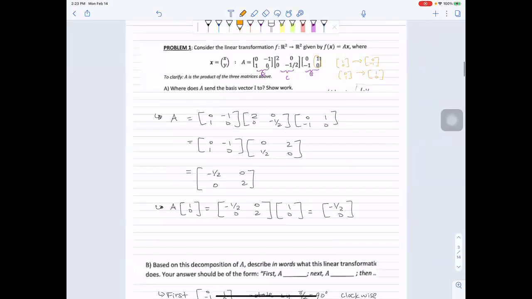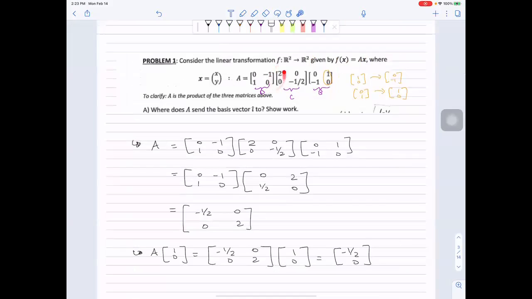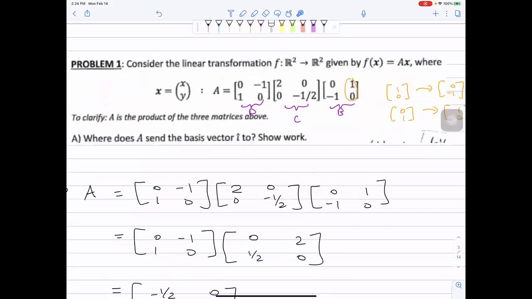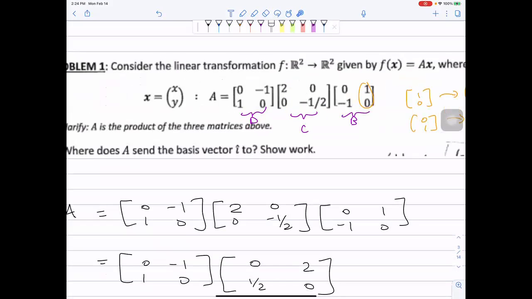Then the second matrix here with 2, 0 and 0, -1/2, we see that it's just rescaling, right? Because it rescaled the x by 2, so it extended it, and then it compressed the y-axis. Now it's here.